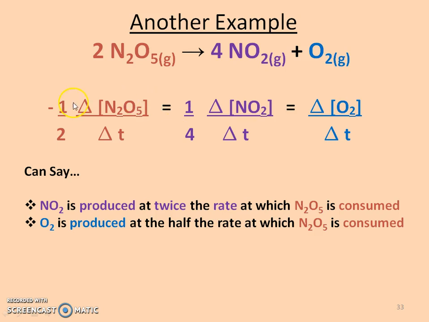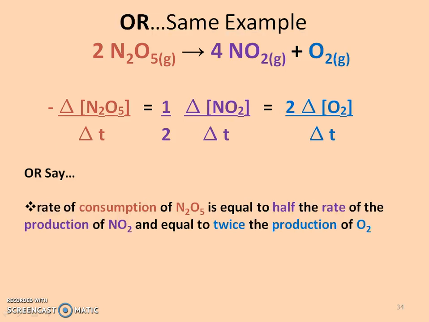Make sure you're understanding why negative versus positive, why the 2 and the 4 versus nothing is here, and understanding what we can say that explains the rate of these disappearing reactants versus the rate of the appearance of products. And here's one more, very similar.